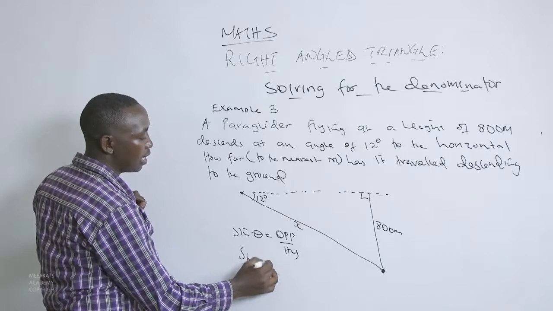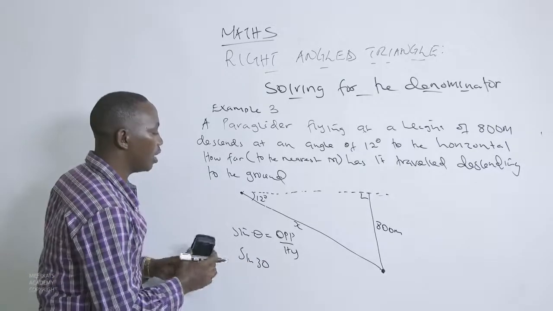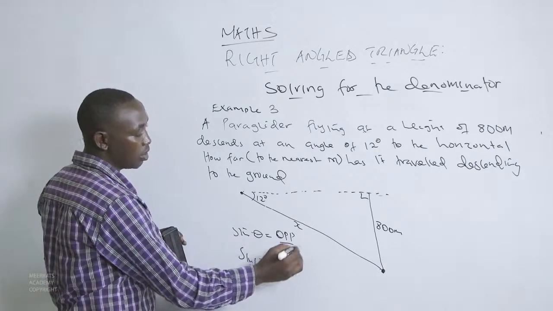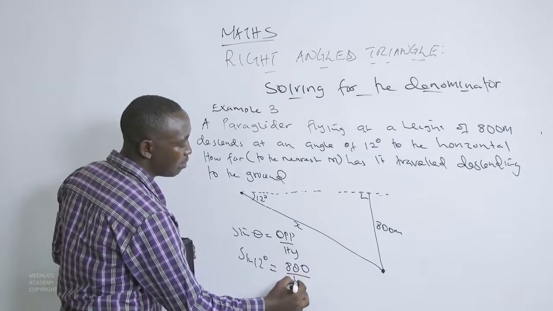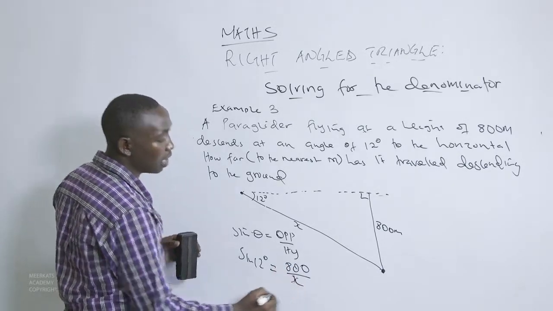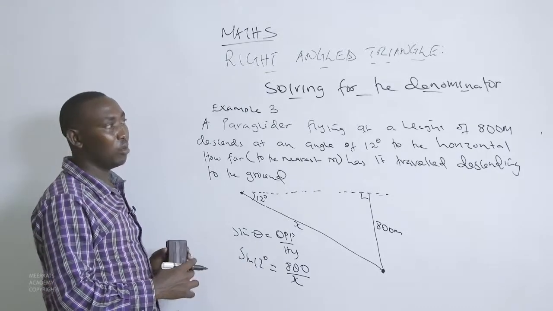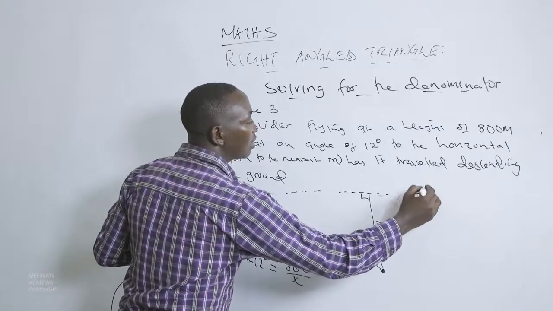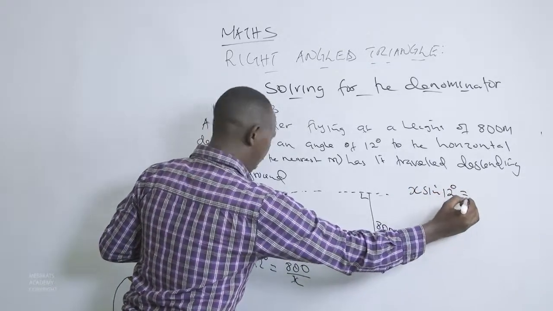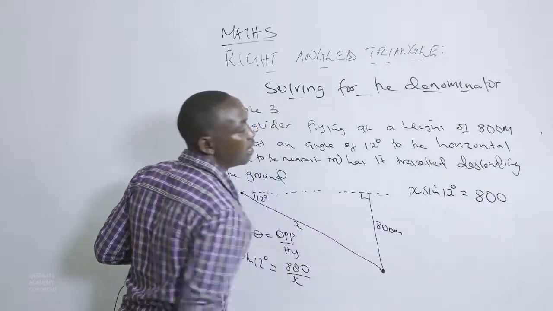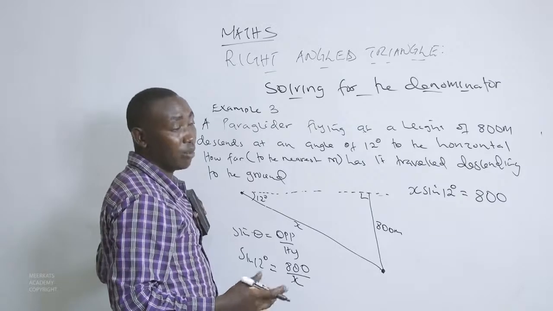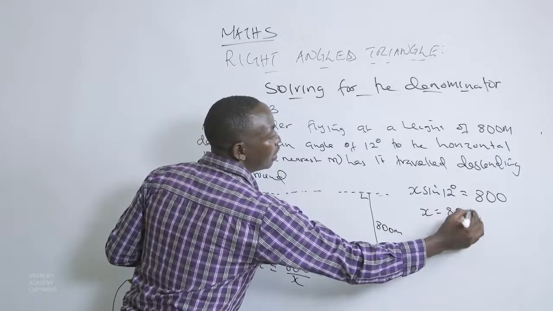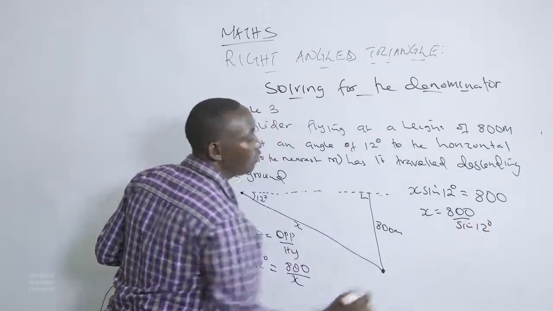The angle in question here is 12 degrees. So sine of 12 degrees will be equal to the opposite, which is 800 meters, divided by the hypotenuse, which we do not know. We call it x. X is in the denominator, and therefore we can solve it by multiplying both sides by x, which will give us x sine 12 degrees equal to 800. And for us to get x, we divide both sides by sine of 12 degrees. That will mean that x will be equal to 800 divided by sine of 12 degrees.